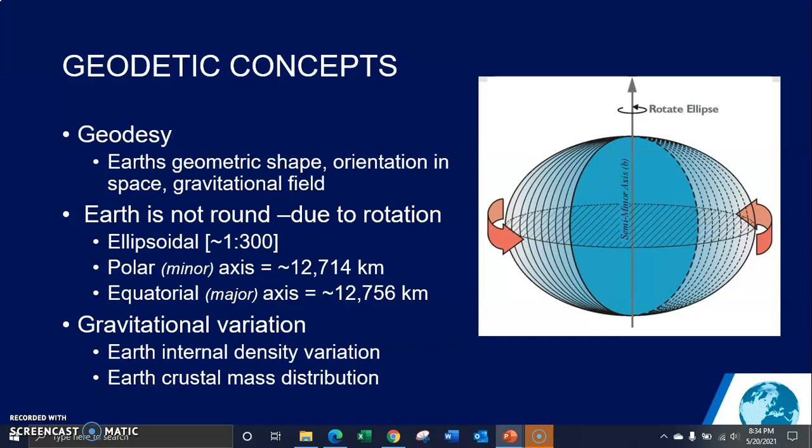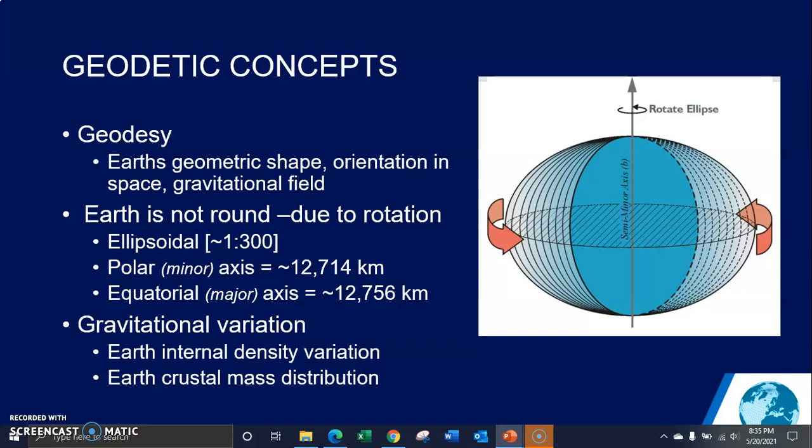And geodesy is the scientific discipline that's responsible for determining the Earth's geometric shape, its orientation in space, and its gravitational field. And there are a couple important misconceptions to dispel first about the Earth. First is that the Earth is not a perfect sphere. It is actually an oblate spheroid, which can be approximated with an ellipsoidal mathematical model.